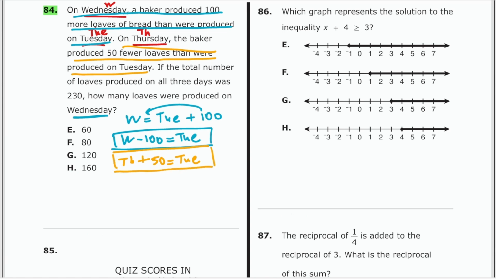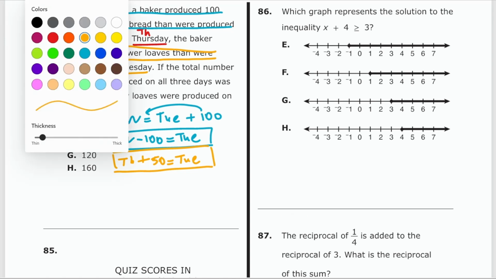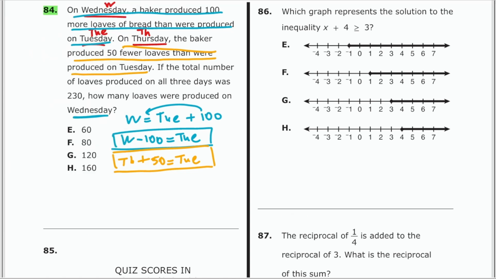If we are to write out the final sentence out, now let me change the color one more time. So the final sentence is, if the total number of loaves produced on all 3 days was 230, what does it mean? It means that Tuesday plus Wednesday plus Thursday, that is supposed to be equal to 230. Now the question is this. So for Wednesday, we just plug in Wednesday. Wednesday is Wednesday. Okay, cool.